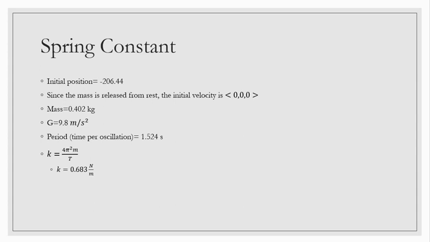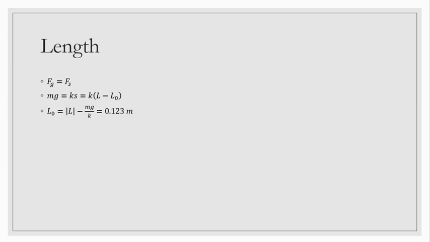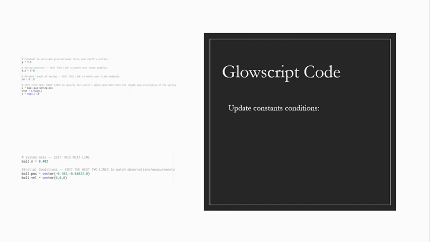We know the gravitational constant is 9.8 meters per second squared, and then the period or the time per oscillation was 1.524 seconds, and then plugging that in, we were able to get 0.683 as the constant. Also, for the length of the spring, we were able to get 0.123 meters.